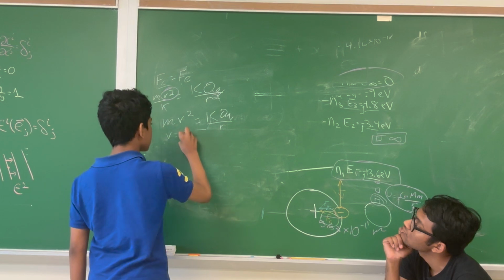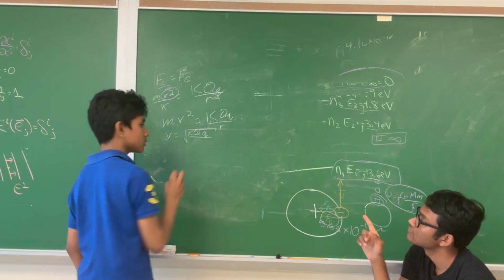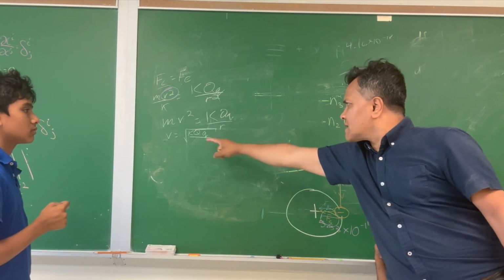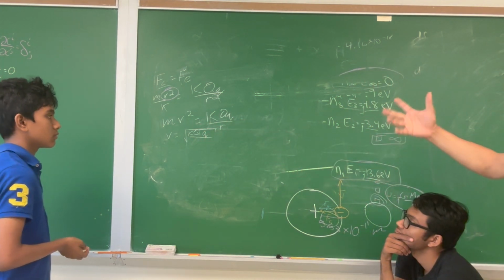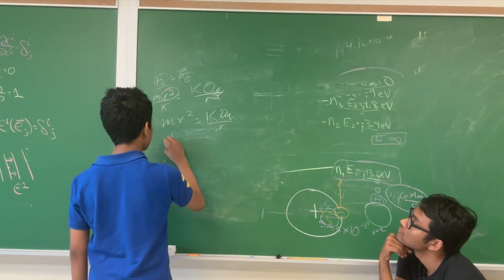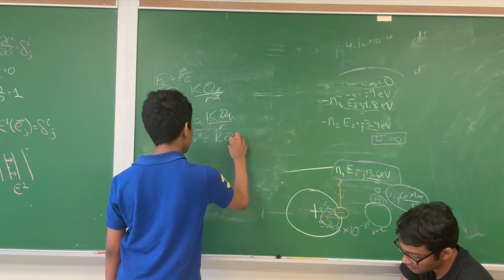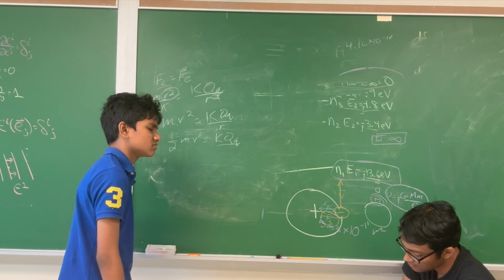So v is equal to the square root of kq. I had another plan: write E, then write half mv squared and multiply both sides by half. That way you're going to get a better equation. Oh, right, I see. So we write half mv squared is equal to kqq over 2r.